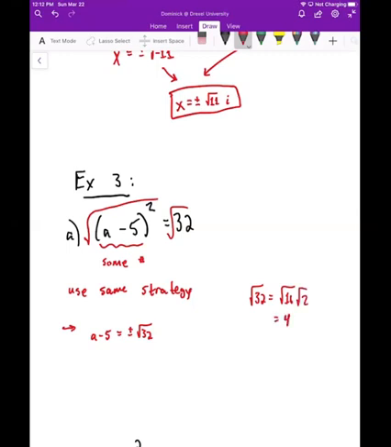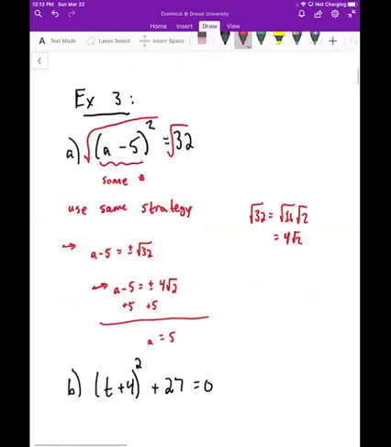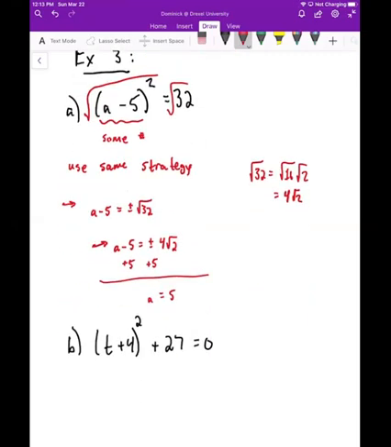So that's a 4 square root of 2. So far we have that a minus 5 is equal to plus or minus 4 square root of 2. Now we can add the 5 to both sides, and we get that a is equal to 5. Now 5 is not plus or minus. We strictly added that to the right side. So this will be 5, but then we have plus or minus 4 square root of 2.